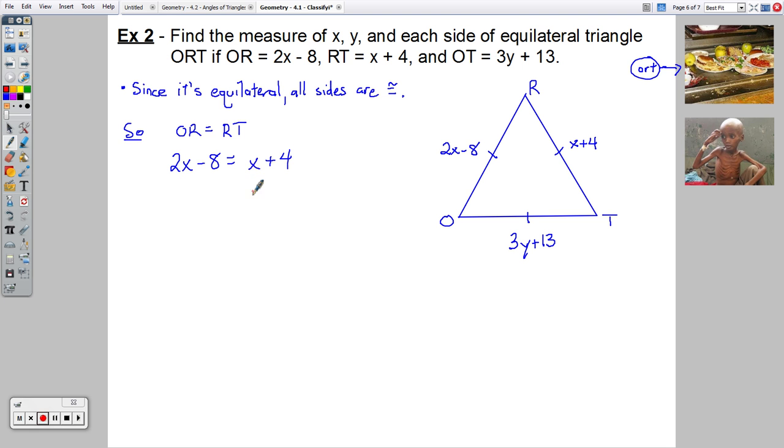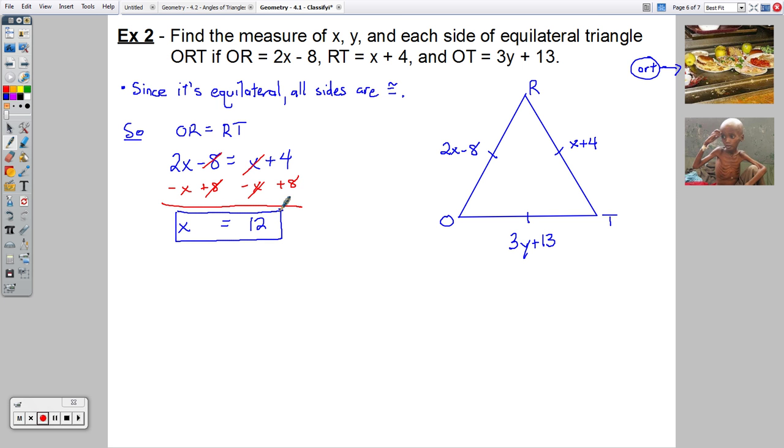Now it's a basic algebra problem. Subtract x from both sides, add 8 to both sides, the 8's cancel, the x's cancel. We are left with x. We don't have to divide by anything in this one. So x equals 4 plus 8, that'd be 12. This is part of our answer.